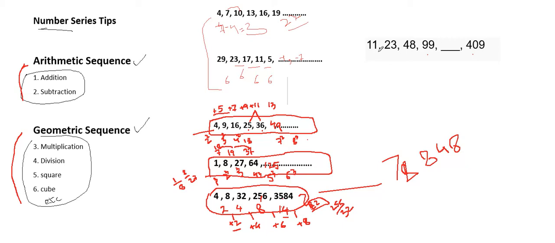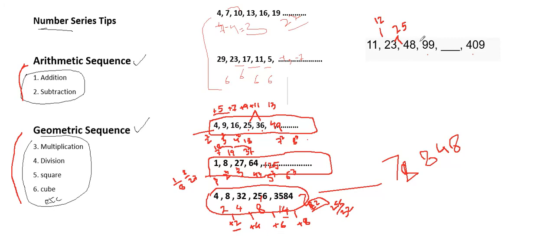Yes, 11 plus, how much do you add to 11 to get 23? 11 plus 11 is 22, so this is 12. 11 plus 12 is 23. And then 48 minus 23 is 25. So you add 25 to 23 to get 48. So the gap here is 25.